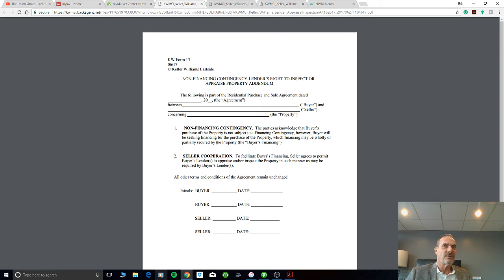Because guess what, folks? If you don't have this in there, that seller could be a jerk and just say, I'm sorry, I don't want anyone on my property. And you've waived financing, and they need to have their appraiser walk inside the house, and the seller is saying, no, I don't want anyone in my house. And if you don't have this in the contract, and you've waived financing, there's nothing in the contract that says they have to let them.